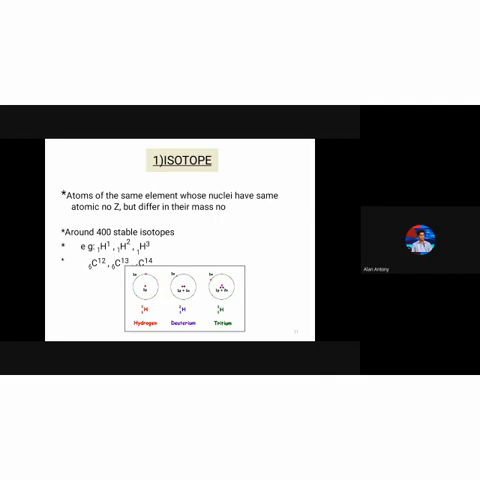The first classification of the nucleus is isotopes. Isotopes are atoms of the same element whose nuclei have the same atomic number Z, but they differ in their mass number. For example, 1H1, 1H2, and 1H3 are the three isotopes of hydrogen.